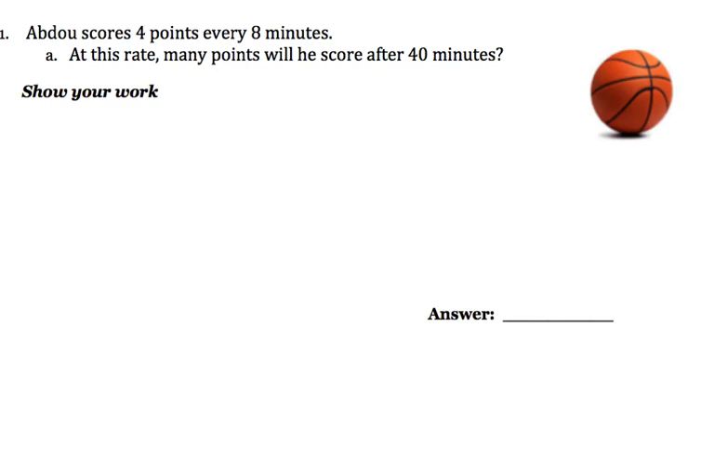Alright, on to the biggest topic in middle school math, ratios. Abdu scores 4 points every 8 minutes. "For every" is ratio language. That's 4 points for every 8 minutes. At this rate, how many points will he score after 40 minutes?